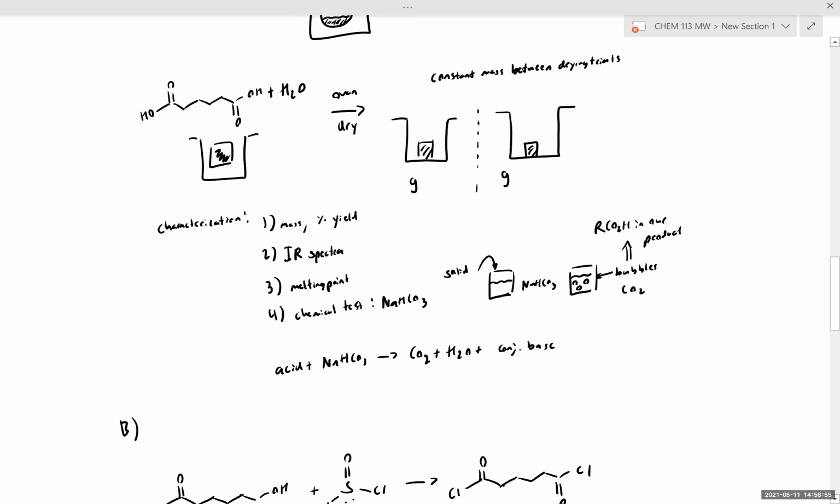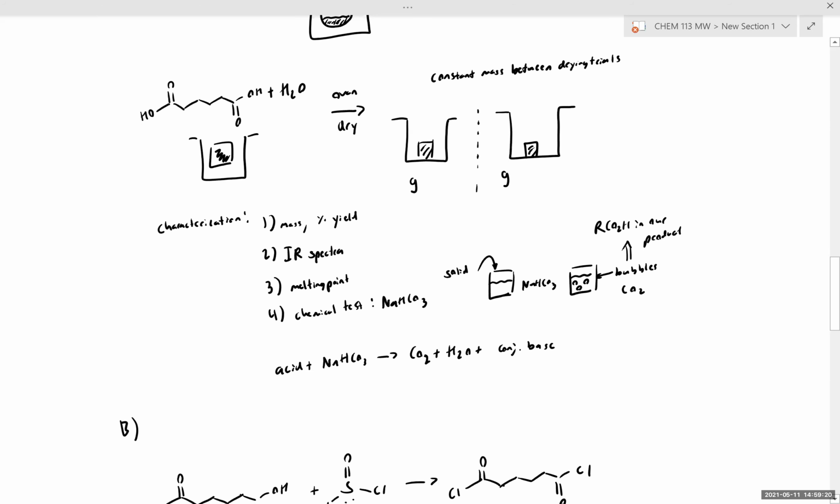Does this discussion of how we're going to characterize our products make sense to everyone? Does everyone understand for the first part, the synthesis of adipic acid, how we're going to prepare the adipic acid, the mechanism for this reaction, and how we're going to characterize the adipic acid?